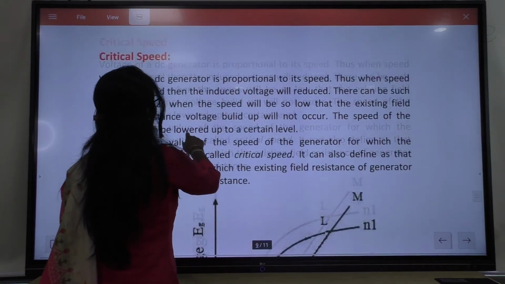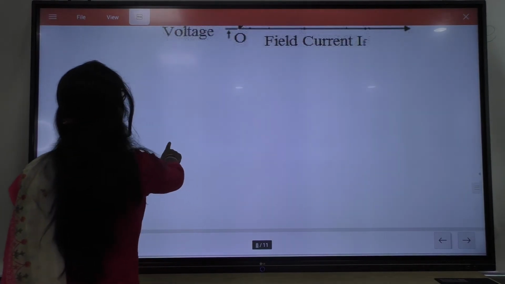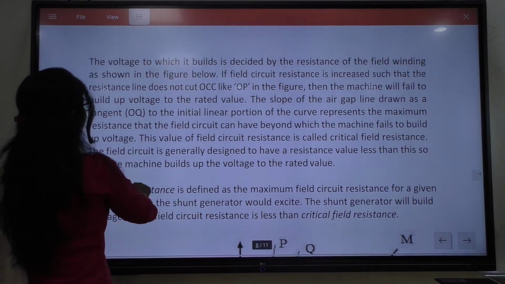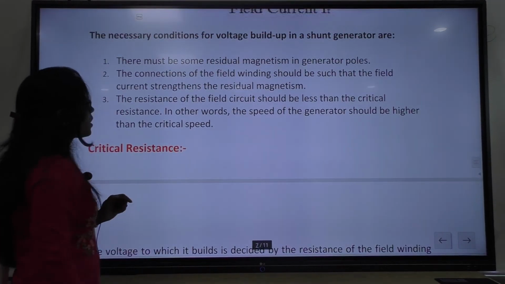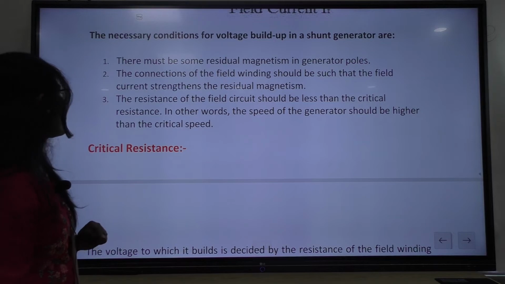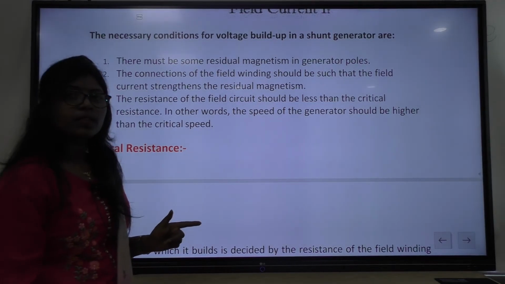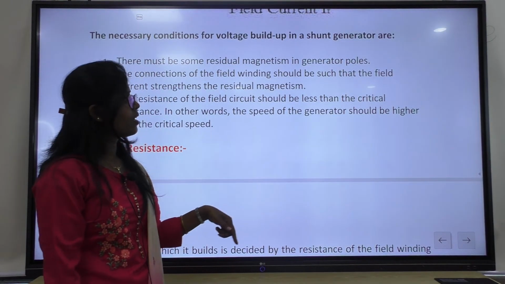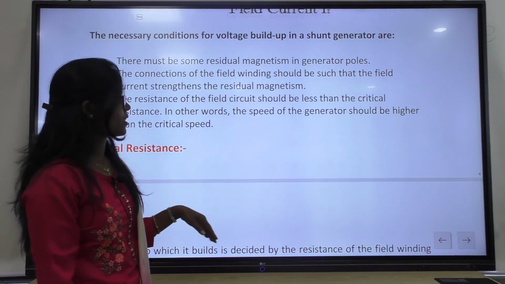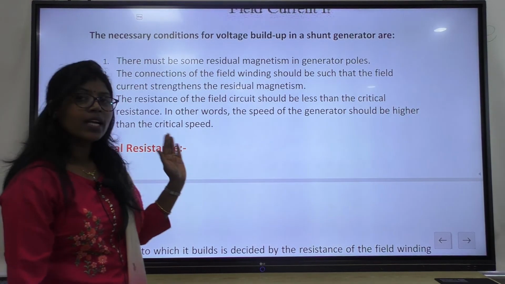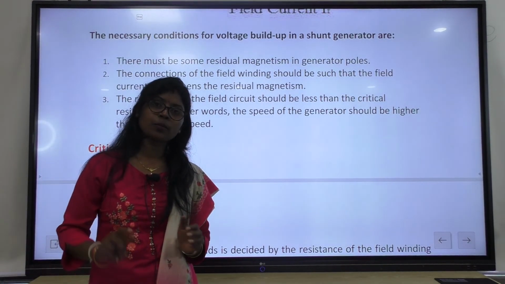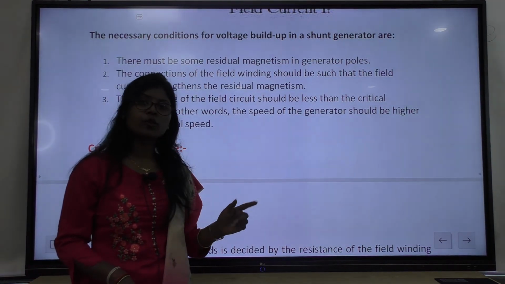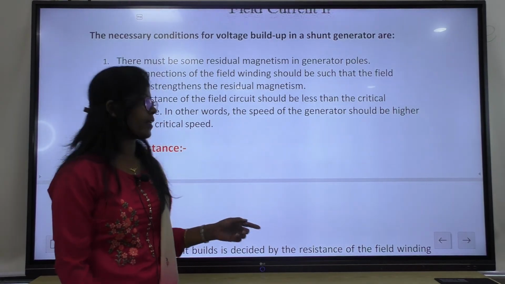So, another good condition for voltage build up of a DC shunt generator is that the speed of the generator should be higher than the critical speed. If the speed of the generator is higher than the critical speed, then voltage will build up in the DC shunt generator. Okay. Similarly, resistance should be less than critical resistance and the speed should be higher than critical speed. Okay.